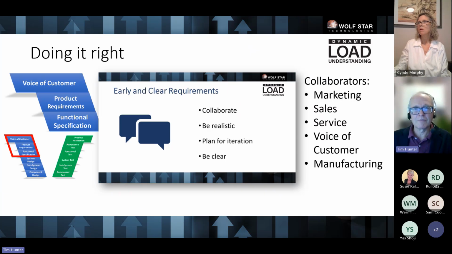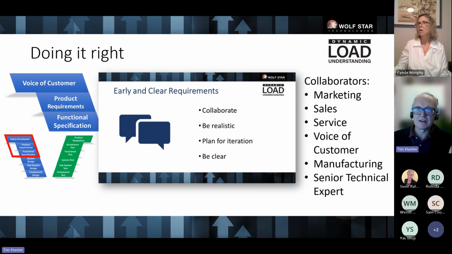And I know it's hard for manufacturing to do that because they're so busy with day-to-day stuff, but you've got to bring them in early on so they can influence the product. And by all means, you've got to bring in a senior technical expert from engineering who's got broad and deep knowledge on your product. So that person can be in these conversations and help make trade-offs in real time with these key stakeholders. This is really super important. So getting this right is going to set you up for success.